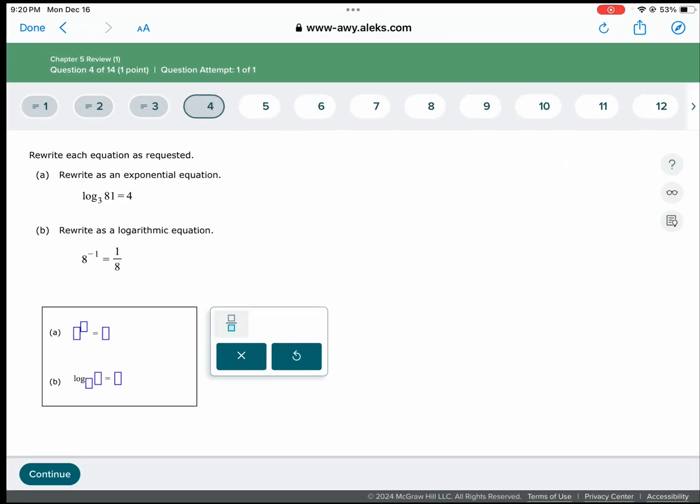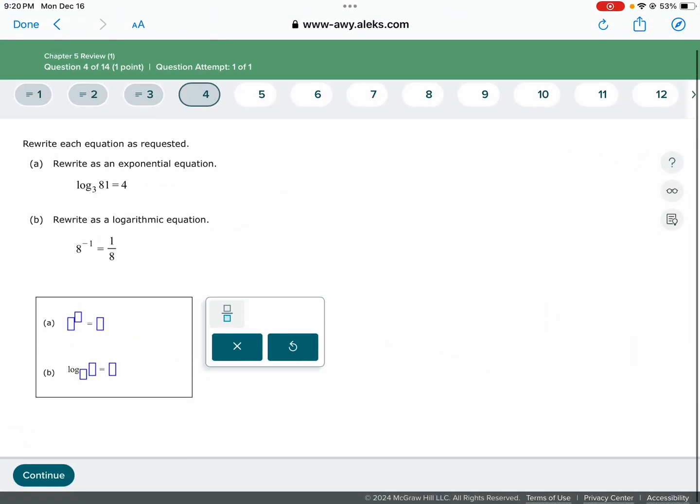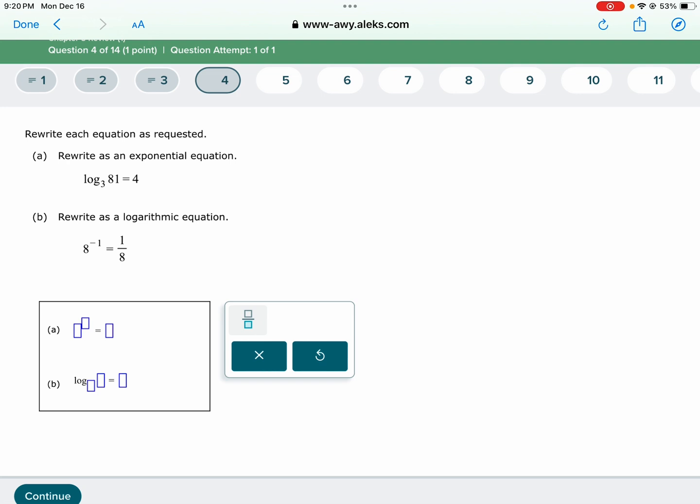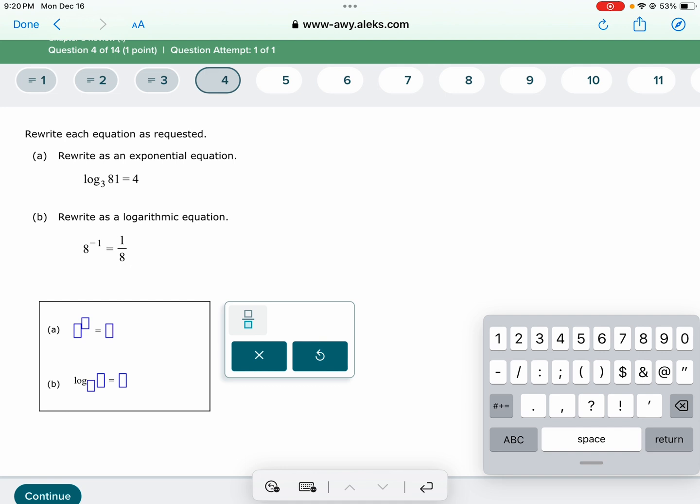And then you can try the ones that you have here. So if you have different ones, that's good. And every attempt that you make on this review in Alex, 4 should populate different ones each time, unlike the 1, 2, and 3, which populate the same ones. But here, for A, I would write this as 3 to the 4th power is going to be equal to 81. And then for B, this would be a log base 8 of 1/8 is going to be equal to negative 1.